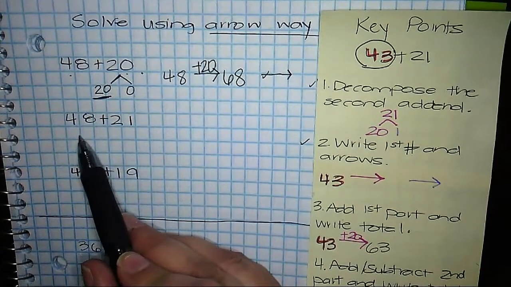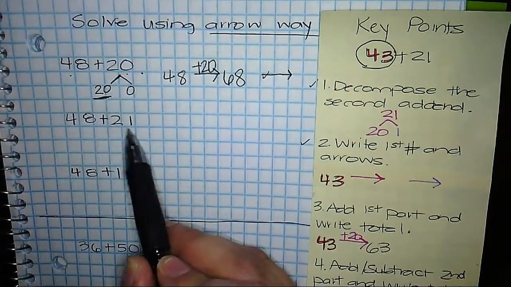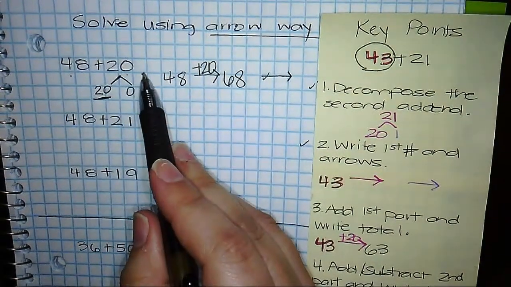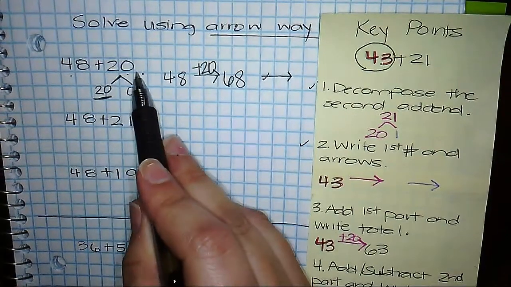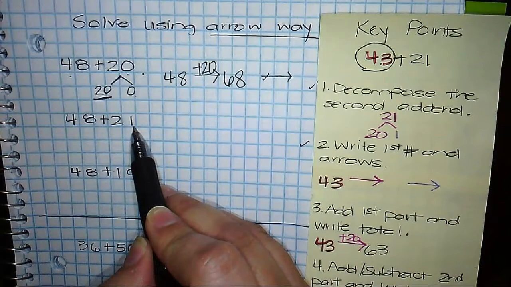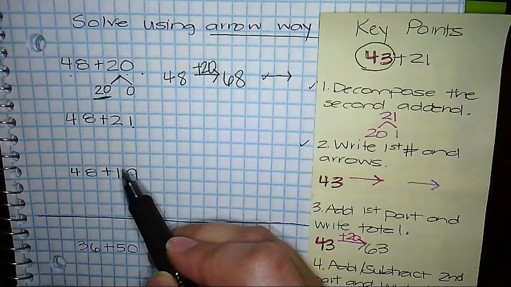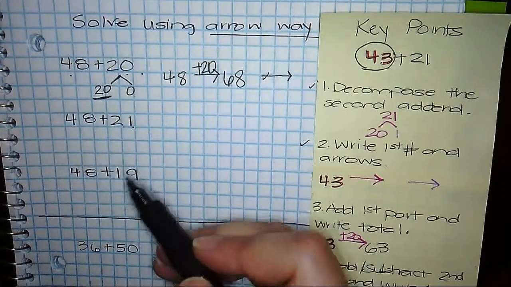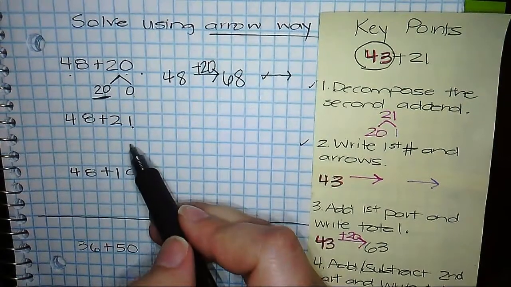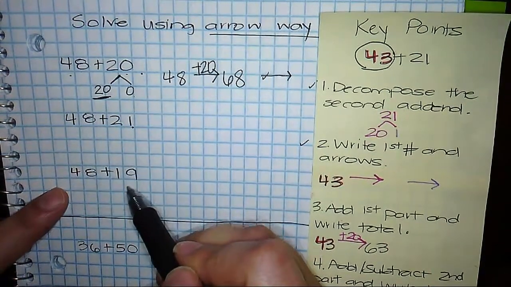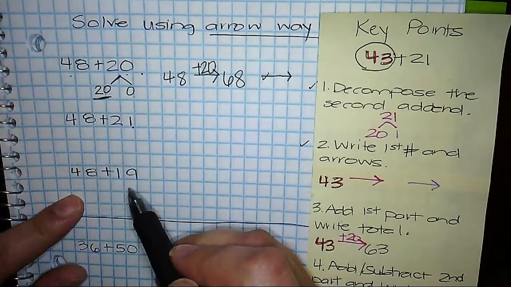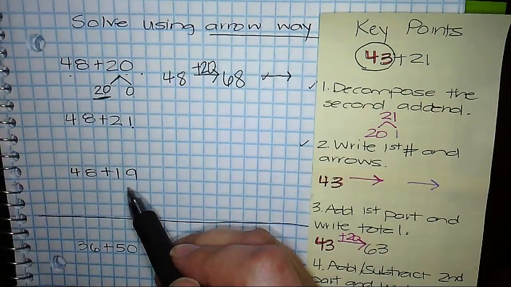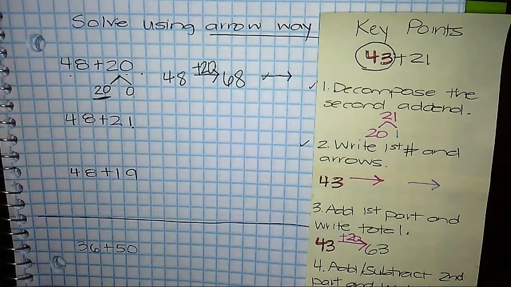Now we're going to do 48 plus 21 and 48 plus 19 using this number to help us. From 20 to 21, is it one more or one less? Get ready. Yes, one more. Now, from 20 to 19, is it one more or one less? Think about it. Get ready. Yes, one less. So I want you to keep that in mind.